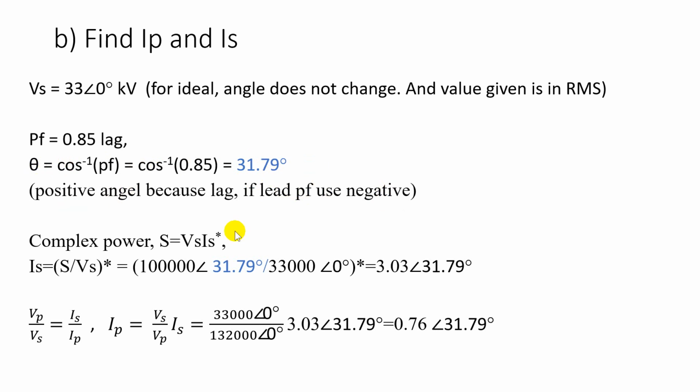After that, you calculate the complex power. Remember the formula: S equals VS times IS conjugate. So IS equals S divided by VS, and then don't forget the conjugate. Conjugate outside. After you get the answer here, you have to make sure that the answer is conjugated.